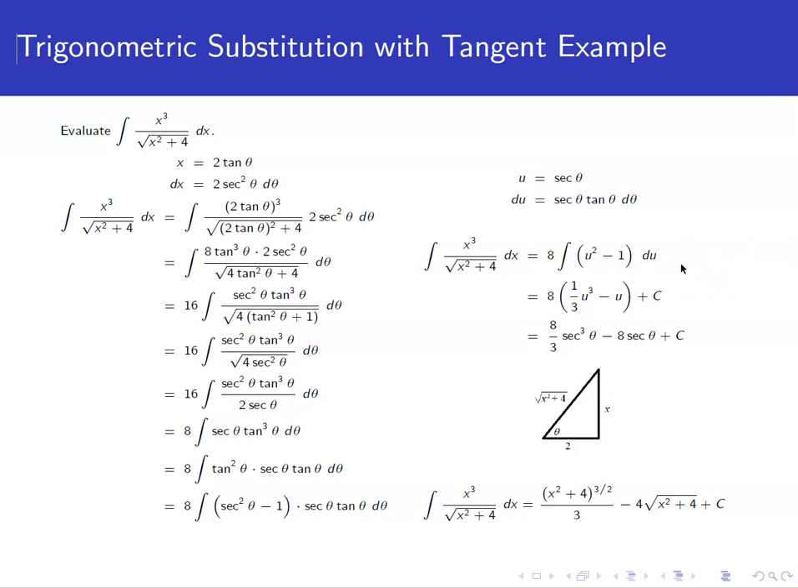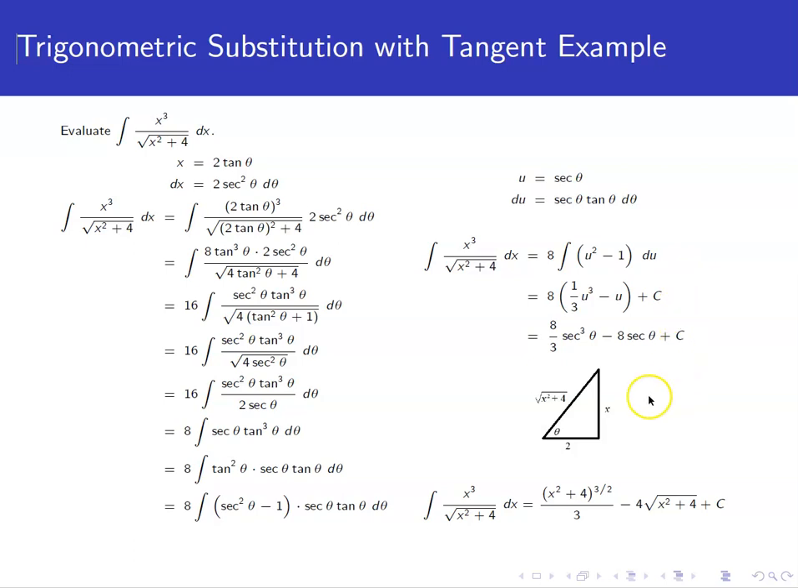When we make the u substitution, we now have 8 times the integral of u squared minus 1 du. This is a binomial that's easy to integrate. We get 1/3 u cubed minus u for its antiderivative. We still have the 8 out in front of the integral, so we need to multiply that by the antiderivative, and of course don't forget the plus c on the end. Substituting back in what we have for u, we get 8/3 secant cubed theta minus 8 secant theta plus c.